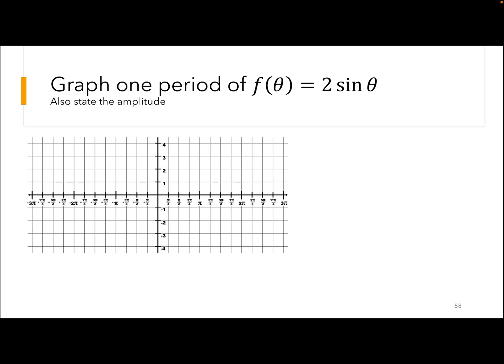So now we are graphing one period of 2 sine theta. So first we can just graph sine theta. So we get 0. At pi over 2, we go up to 1. At pi, we go back down to 0. At 3 pi over 2, we go down to -1. And at 2 pi, we go back to 0. So the basic graph of sine is something like this. I can't draw, but, you know.